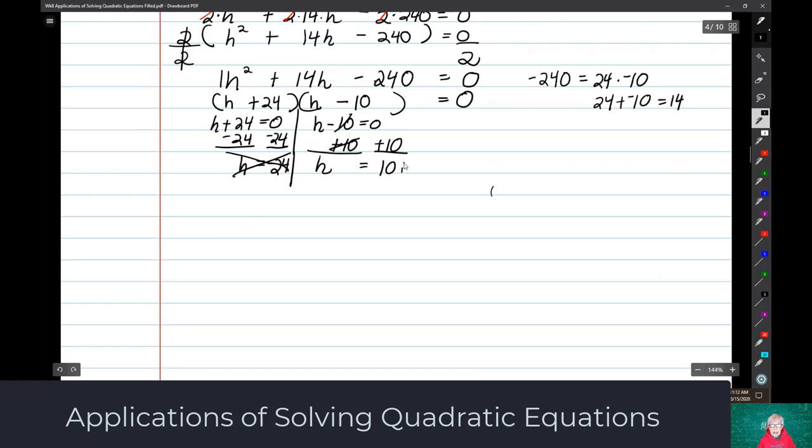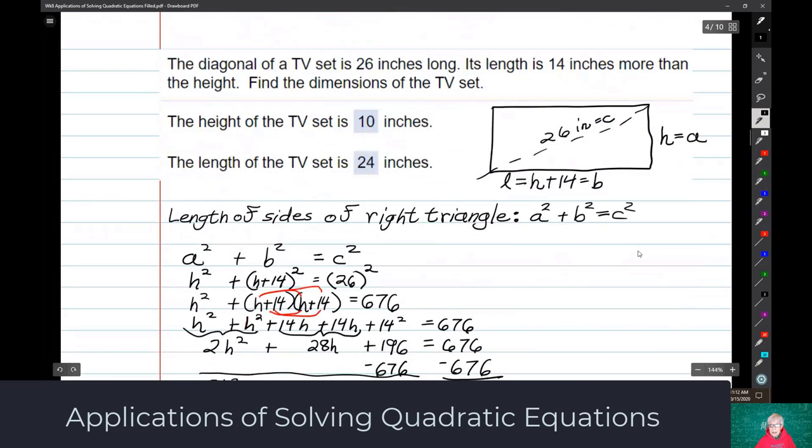Okay, so let's go with 10 inches and go back up to our drawing. If H equals 10 inches, then the length is going to equal H plus 14, which is 10 plus 14, which is 24. The height of the TV set is 10 inches. The length of the TV set is 24 inches.